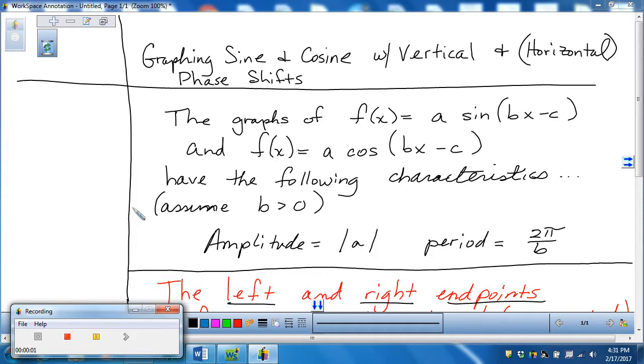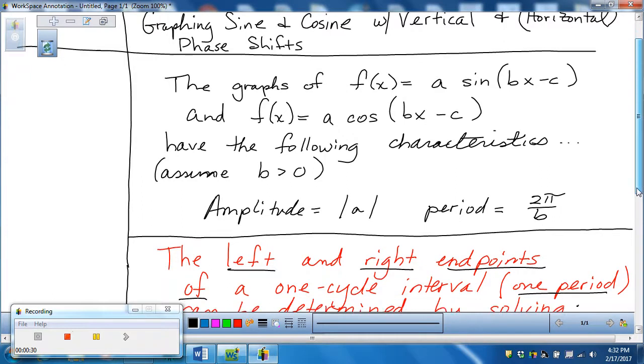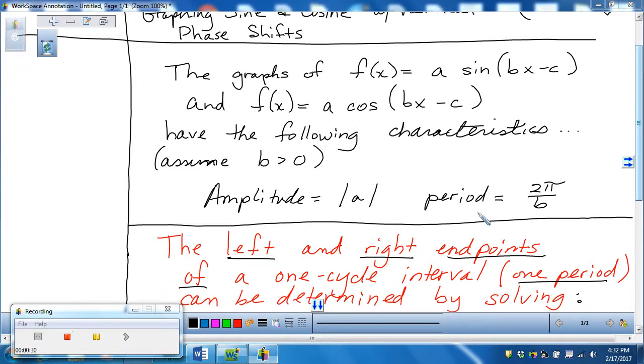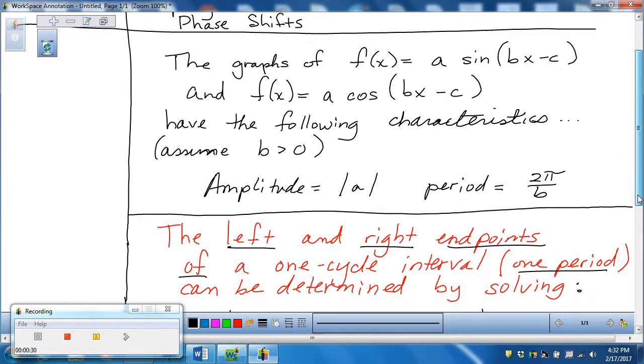Okay, graphing sine and cosine with vertical and/or horizontal phase shifts. First things first, the graph of f of x equals a sine of bx minus c and f of x equals a cosine of bx minus c have the following characteristics, a couple of which we already know about. We're going to assume that the b value is greater than 0, so it's positive. First off, the amplitude is still the absolute value of a, and the period is 2 pi divided by b. We already know that. We've been working with that for a while.